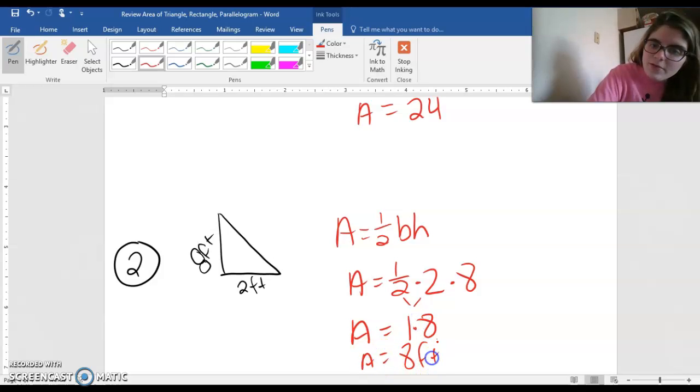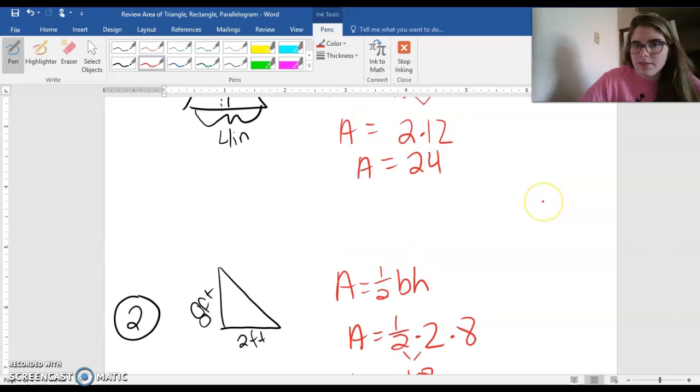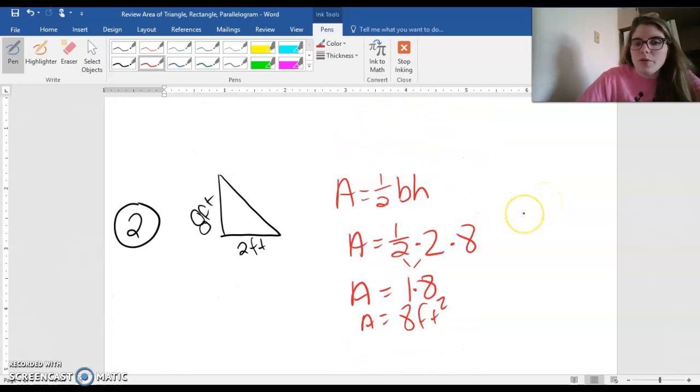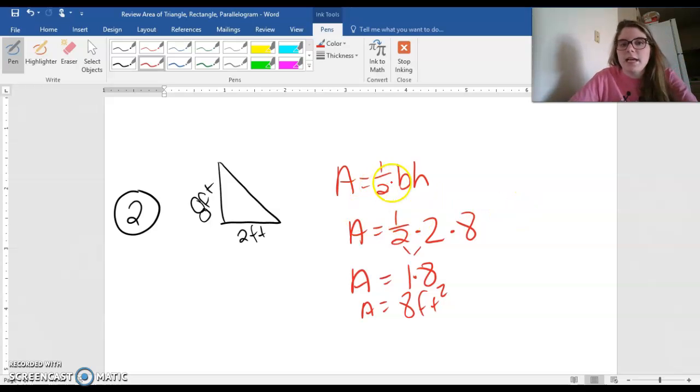Oh, and you know what we forgot? Feet squared, and we forgot to label this one up here too, inches squared. So again, you're taking half times base times height. So we bring down the half. The base, which is like the bottom, is 2, and the height, how tall the triangle is, is 8. So we're going to multiply those, and then we get 8.